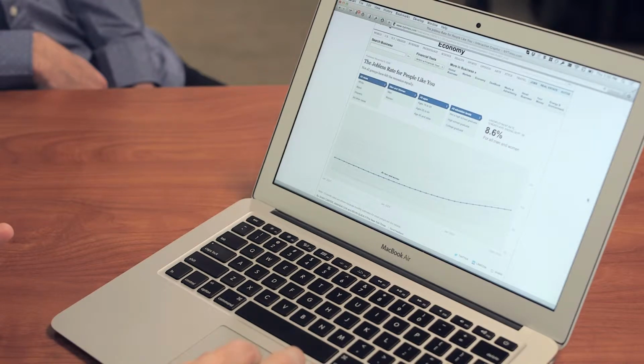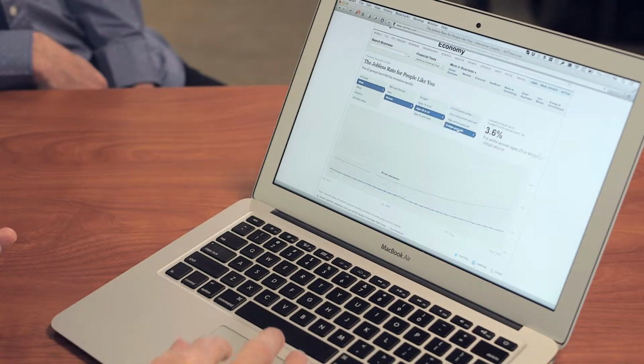But what's really beautiful and compelling about this is that as soon as you mouse over this piece, you can interact with it and you can start seeing these different categories or groupings of people, and you can use these toggles up here. So I could say, okay, well, I'm interested in white women in this age group who are college graduates. For that group, the unemployment rate is really pretty low, 3.6%.